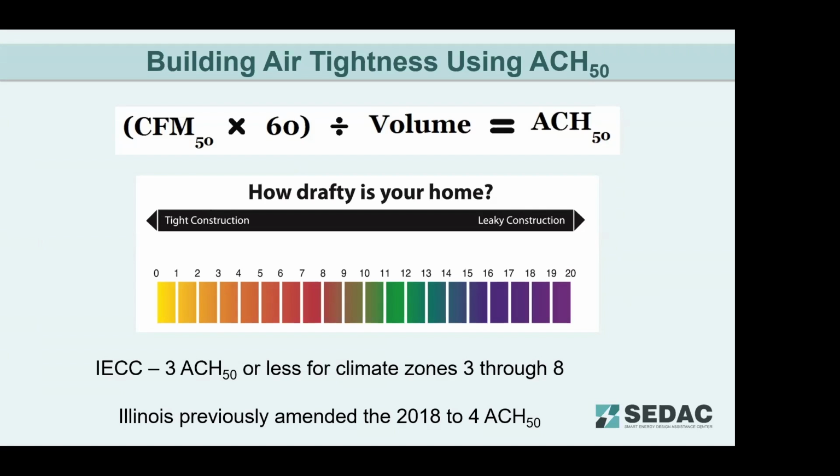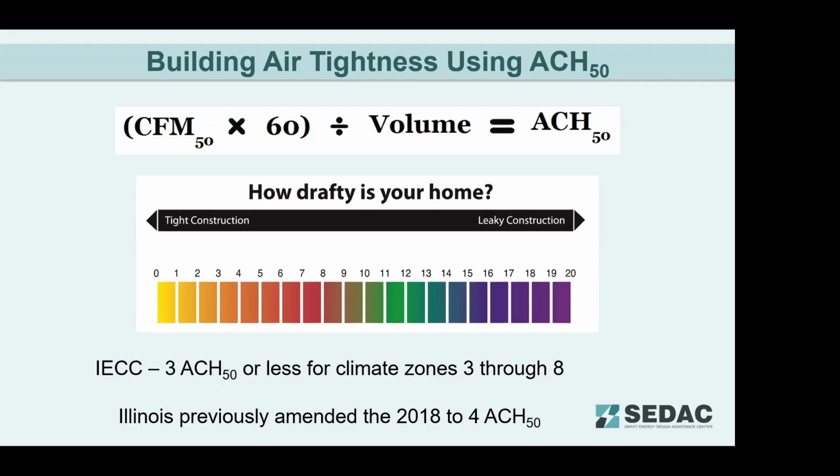Sorry about that. So, building tightness using the ACH 50 scale. This is using the volume of the building, so the tester has to know the volume of the building before they run the test. So they're going to know what the threshold is. The formula for the ACH 50 is basically CFM 50, which is the test result from the blower door, multiplied by 60, divided by the volume of the building. And that will give you your ACH 50 scale.